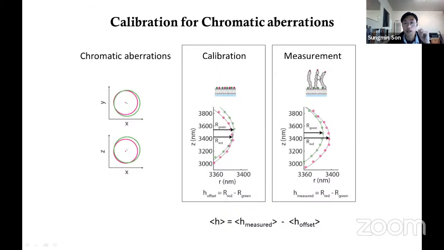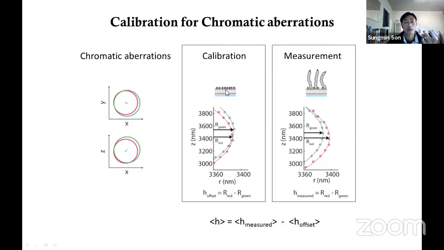And usually, the most intuitive way is to look at the distance between this red at the tip and green on the membrane. But because of this chromatic aberration in the lateral plane, you will get some offset, so the size of these circles will look different. So that's where this calibration step comes in.